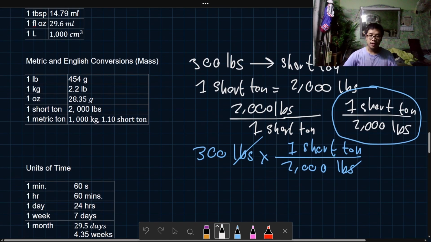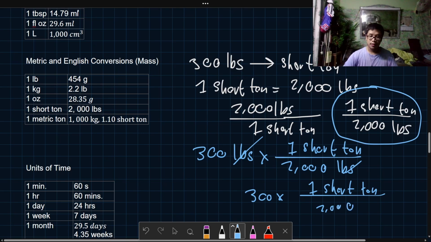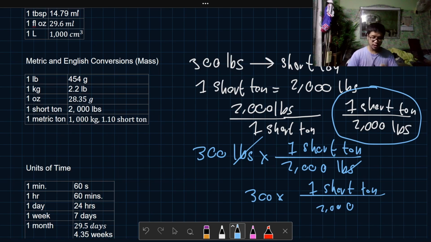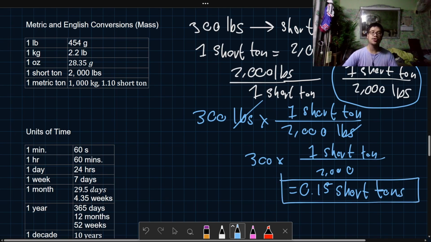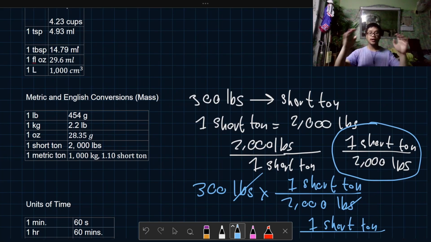So what we have here is 300 times one short ton all over 2,000. That's basically it. 300 times 1 all over 2,000 will give you exactly 0.15 short ton. So 300 pounds is equivalent to 0.15 short tons, and that is your answer. Okay, so that is all.